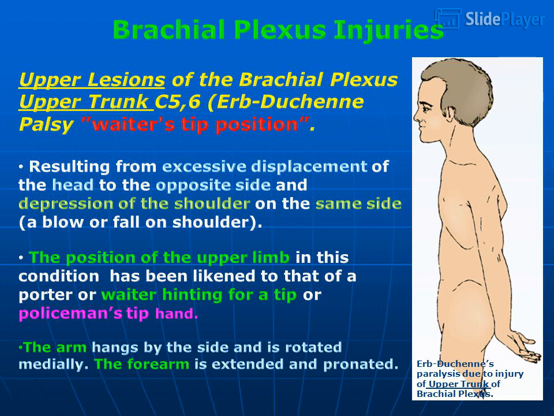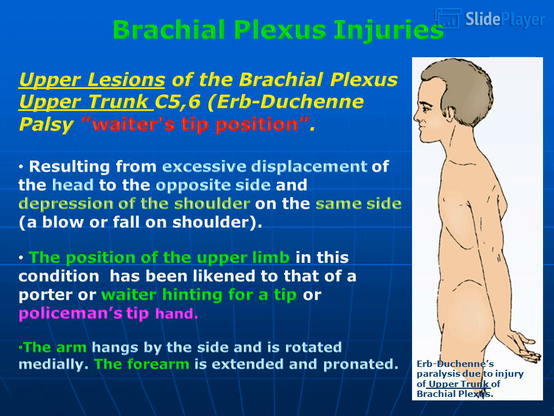Upper lesions of the brachial plexus, upper trunk C5, 6, Duchenne palsy, waiter's tip position. Resulting from excessive displacement of the head to the opposite side and depression of the shoulder on the same side, a blow or fall on shoulder. The position of the upper limb in this condition has been likened to that of a porter or waiter hinting for a tip or policeman's tip hand.